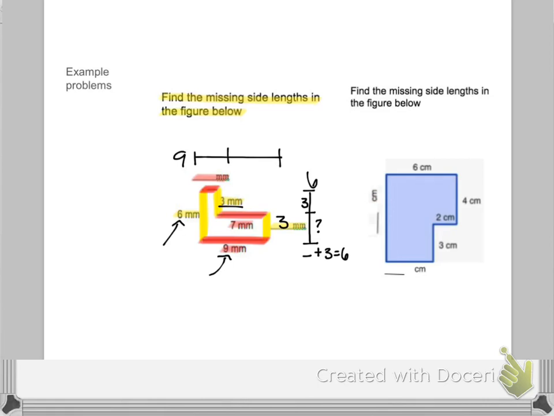I'm going to break it in half. I know that part of it is 7, because one of my little red sides is 7. The other piece I'm looking for, I'm thinking about what plus 7 is equal to 9. Well, 2. 2 plus 7 is equal to 9. So our missing value is 2. Let's take a look at one more example.